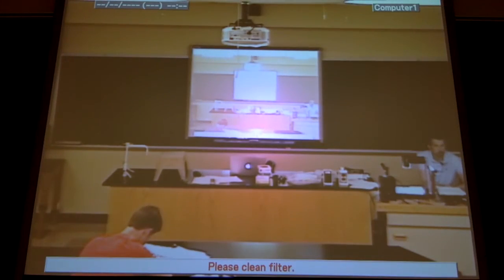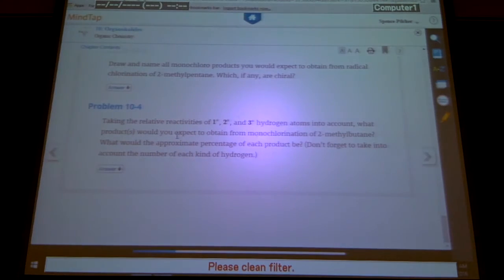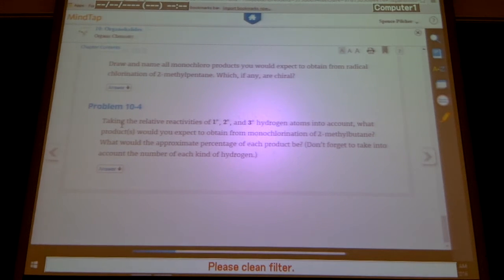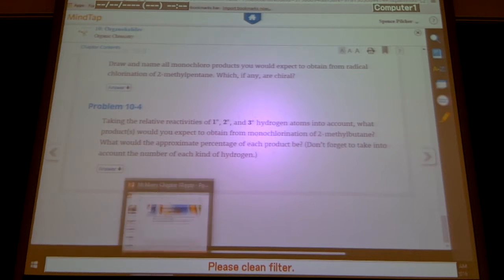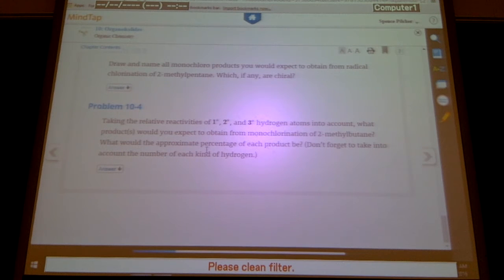So that's what this problem is asking about on 10-4. It says, taking the relative reactivities of primary, secondary, and tertiary hydrogen atoms into account, what products would you expect from monochlorination of 2-methylbutane, and what would be the approximate percentage of each product? Don't forget to take into account the number of each kind of hydrogen.